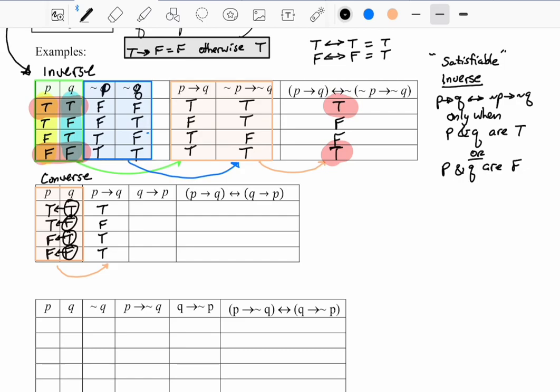We'd have true then true, which is true. False then true. So the second row here, false then true. That's going to be true because again, it's not this one instance where you'd have a false outcome. The third one, true then false. That's the only instance in which it'll be false. False then false for the last one. Result is true.